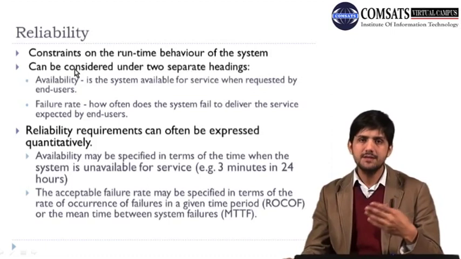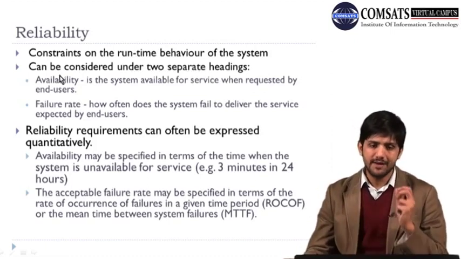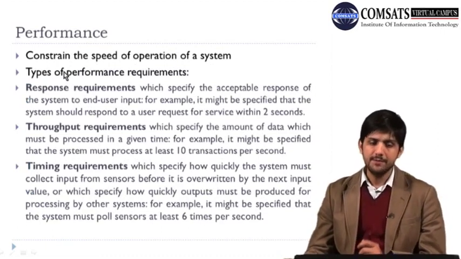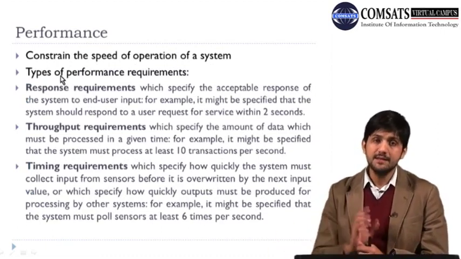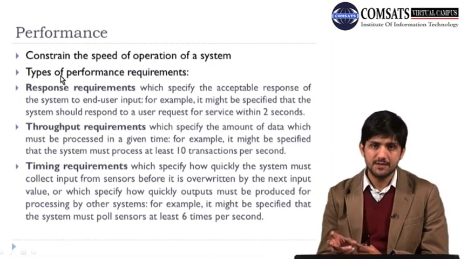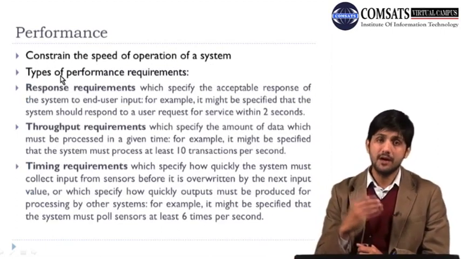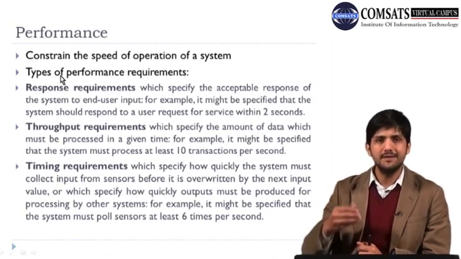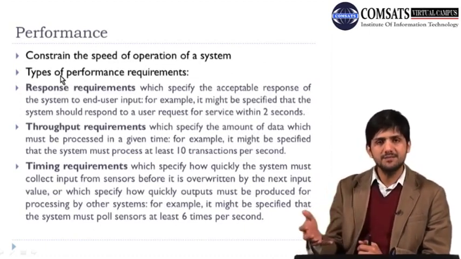So we need to use these terms when we are specifying non-functional reliability requirements for safety critical systems. So next up is performance. Again, these are the constraints on the speed of operation of the system. The first one are on the runtime behavior of the system, and this is on speed of performance of the system, because we desire our system to have certain speed.